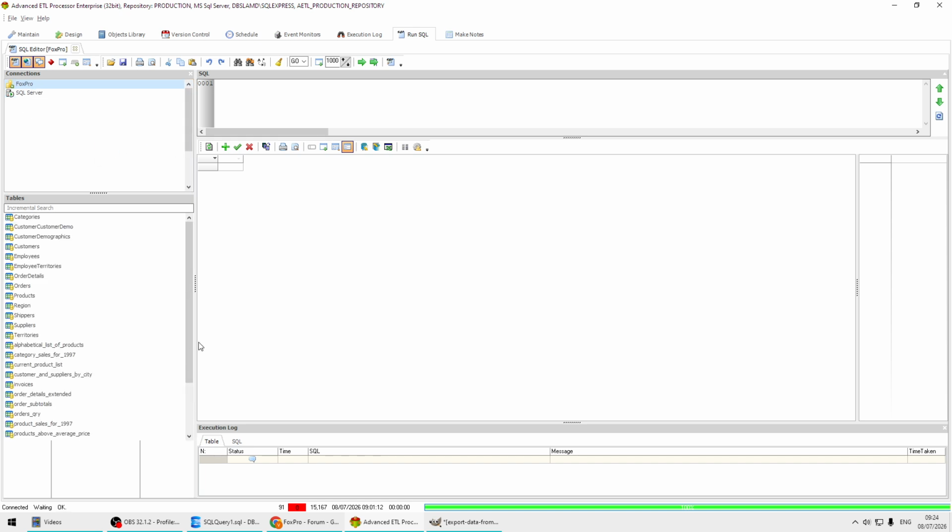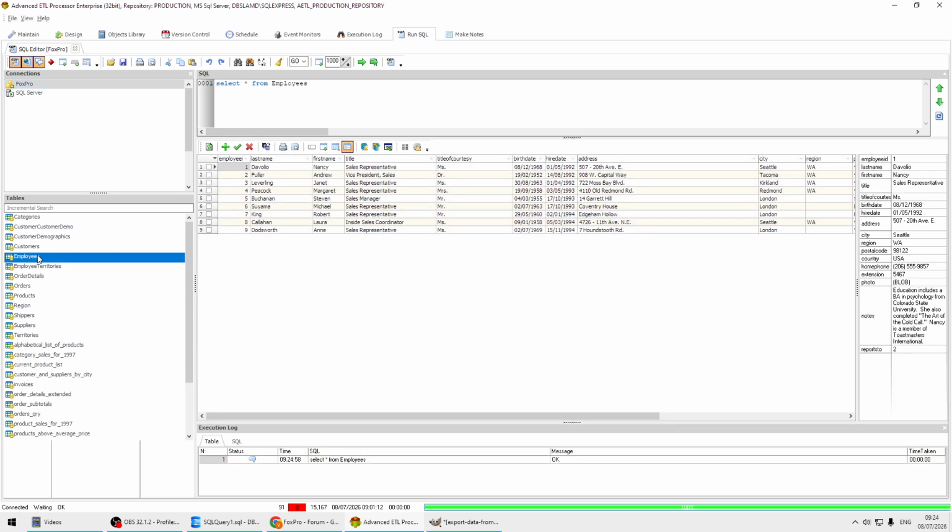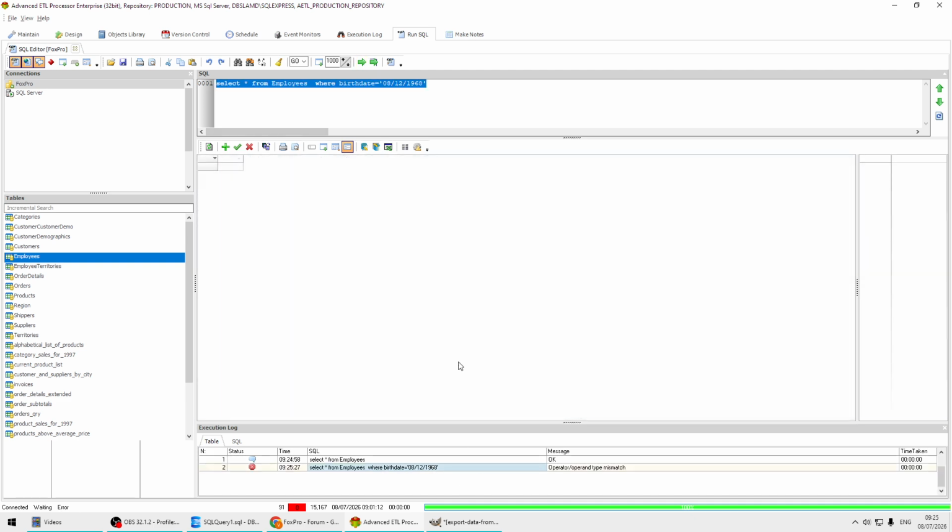There are FoxPro conventions. We need to find the employees table, and we have birth dates. As you can see, it is not working. Terrible disaster. So we can also try a standard DVC format, which I always suggest because it works most of the time.